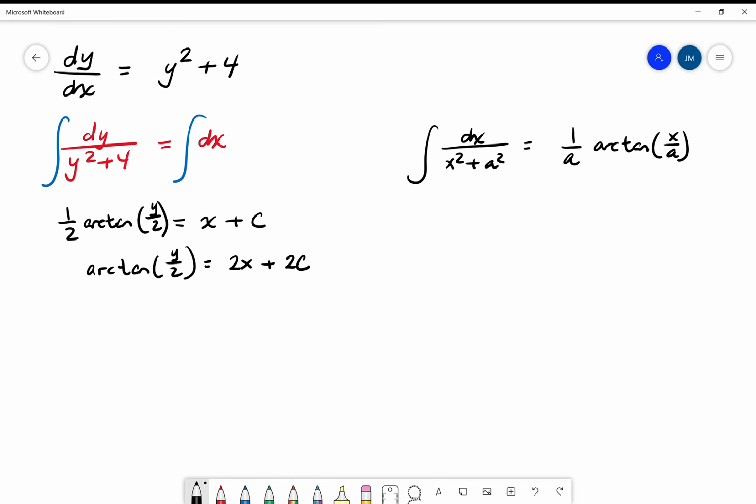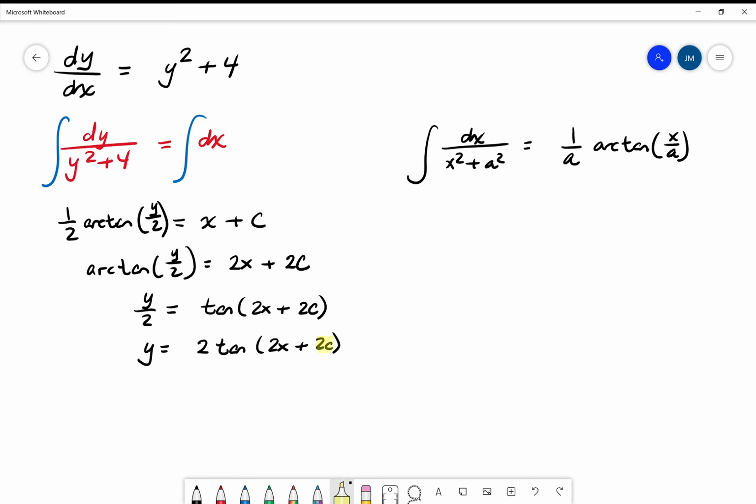To get y isolated, we're going to have to take the tangent of both sides. So I'm going to say that y over 2 is equal to the tangent of 2x plus 2c. And that means that y is equal to 2 tangent of 2x plus 2c. A lot of 2's in this problem. Now that would be perfectly fine as a final answer, but I do want to highlight one thing, pun intended.